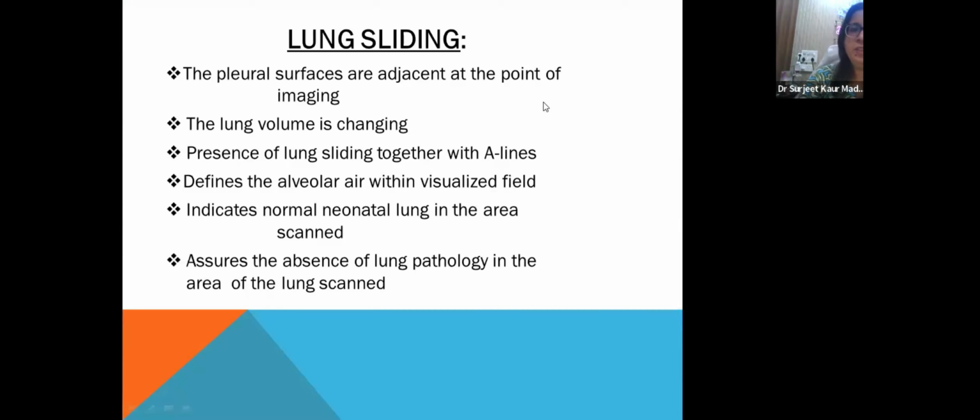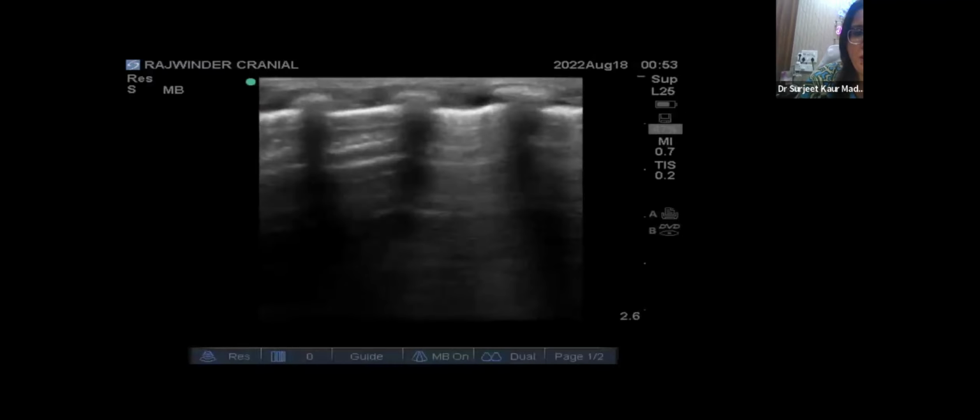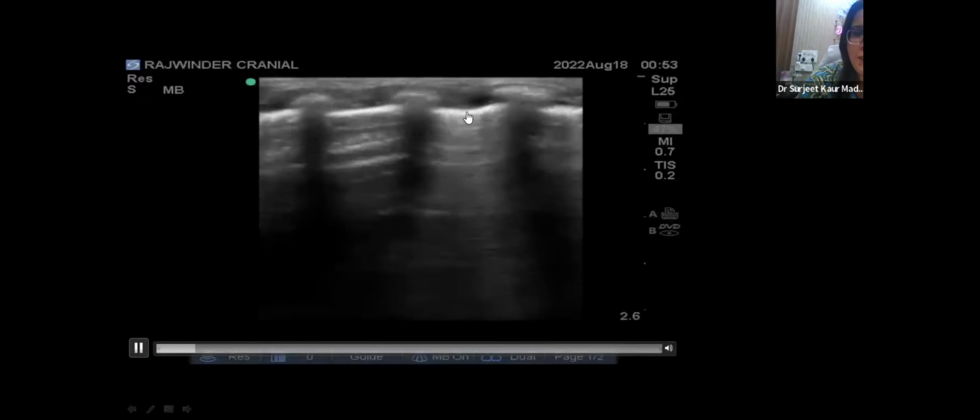So whenever there is lung sliding, and with that A lines, I'll show you how A lines look, then it means that this is one of the things that shows the lung is normal. It is seen in a normal lung. So I'll show you how the pleural sliding or lung sliding looks.